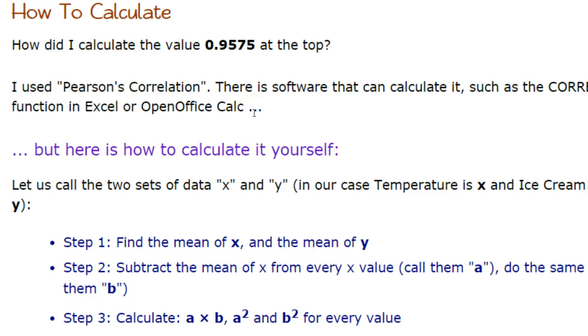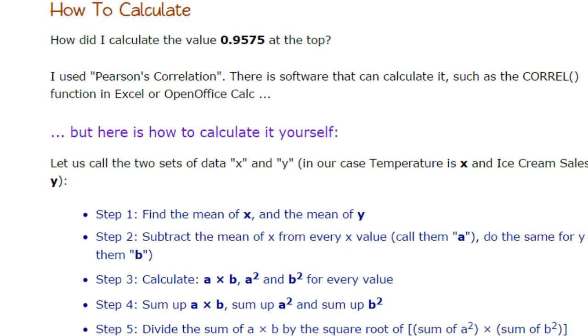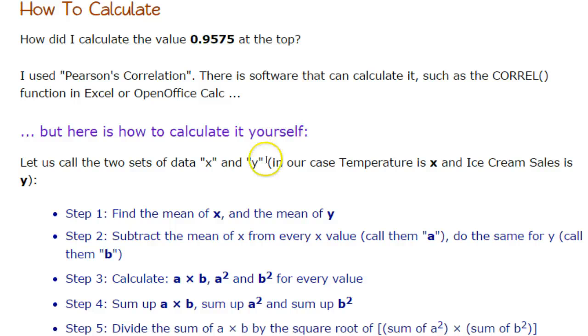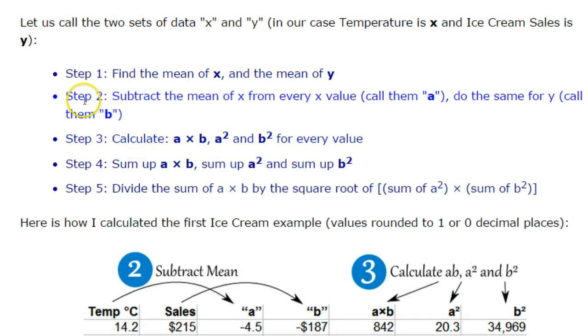Okay, so let me zoom out a little bit so you can see everything. Okay, let's call the two sets of data X and Y. In our case, temperature is X and ice cream sales is Y. So this is the explanatory and this is the response. So that makes sense why temperature explains ice cream.